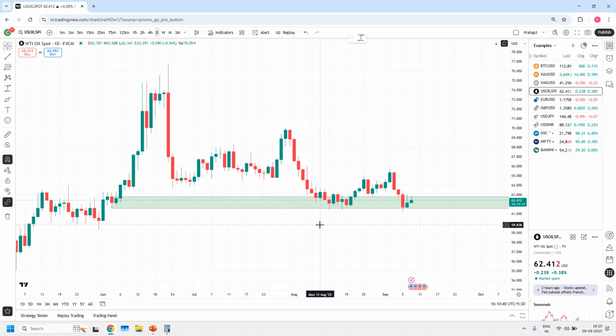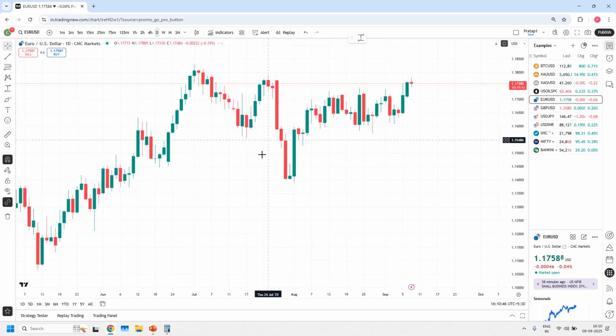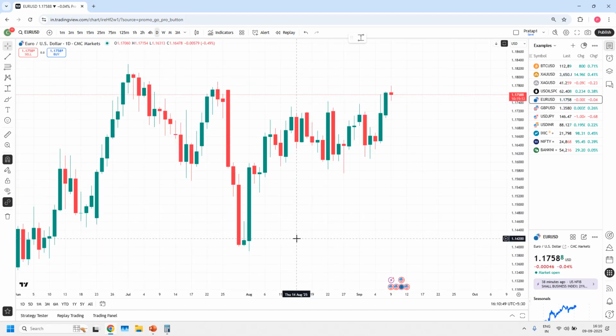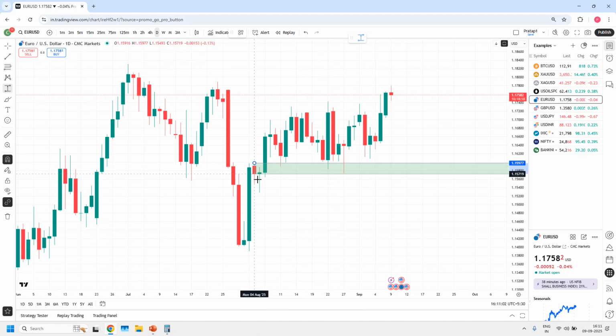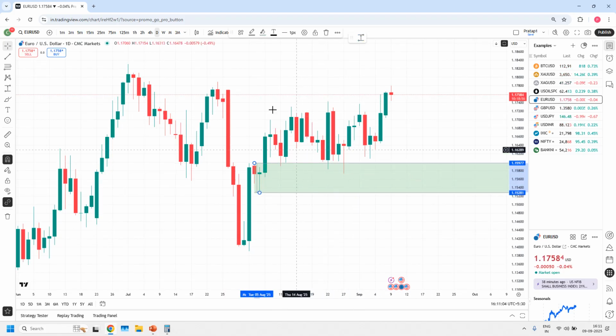So this is the advantage of going for type 2 proximal entry. Now let's look into another example, euro and US dollars. See here you have a rally candle, you have 2 base candles, you have a rally candle. Now if you would have drawn a zone like this, rally, 2 base candles and rally. So that means leg in, base, leg out.